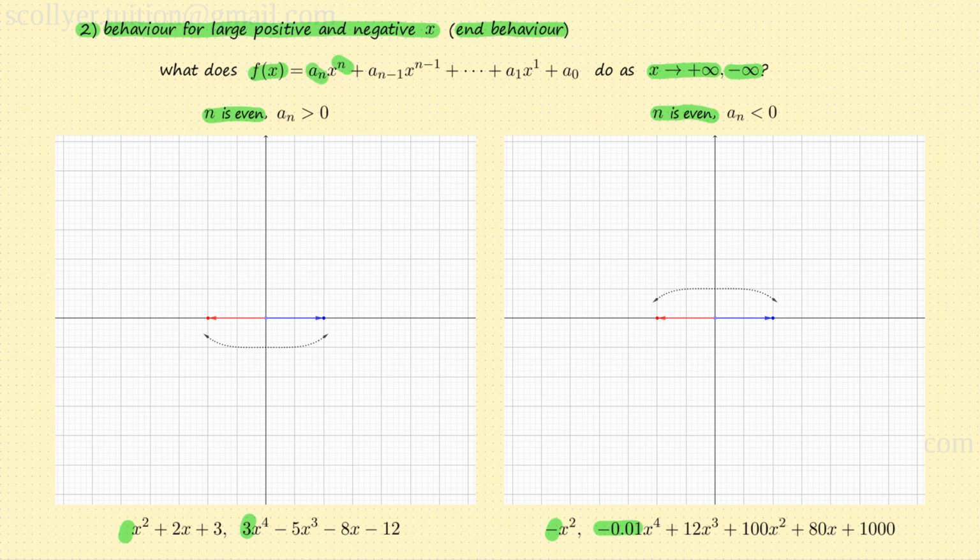In the animations that we see here, the red arrow shows values of x increasing towards negative infinity. The blue arrow shows values of x increasing towards positive infinity. And we see that when the leading coefficient is greater than 0, then f of x tends towards positive infinity, both when x tends to positive infinity and to negative infinity. And when the leading coefficient is negative, then f of x tends towards negative infinity, both when x tends to positive infinity and to negative infinity.